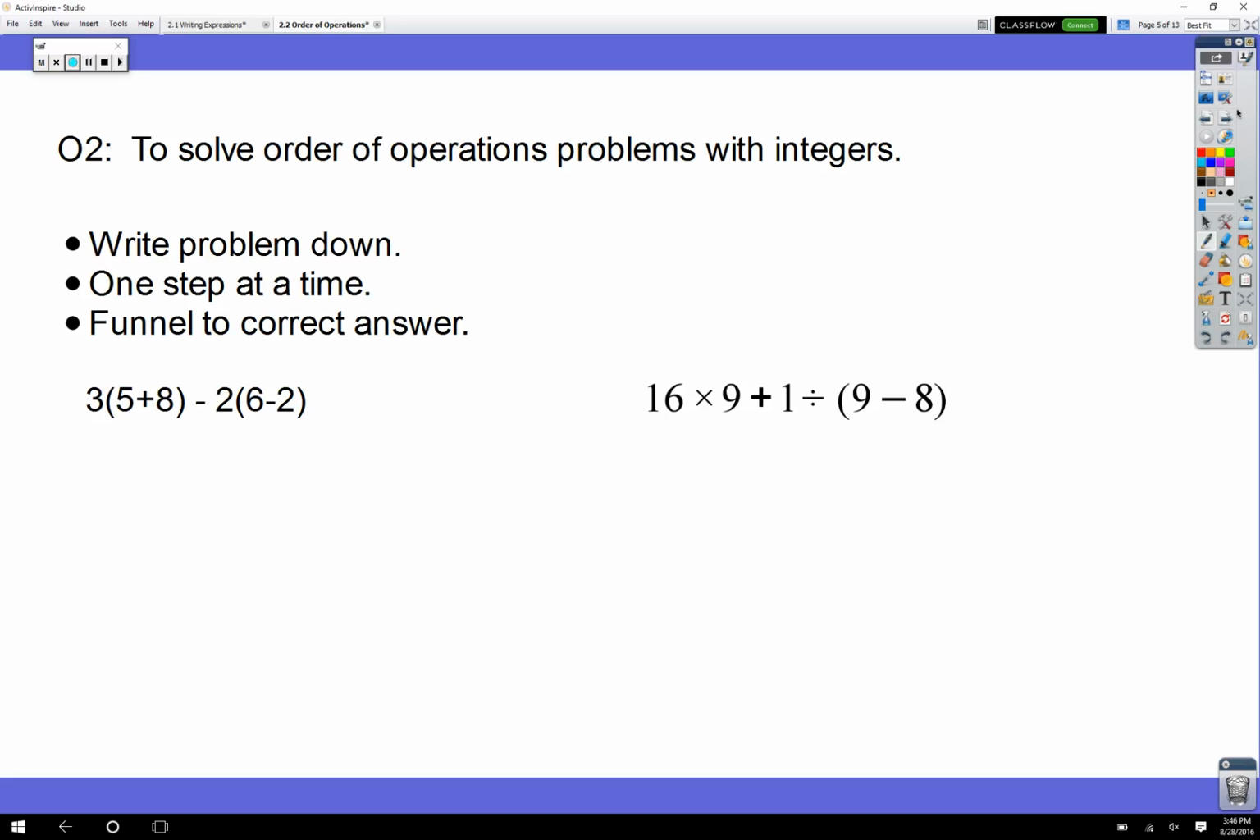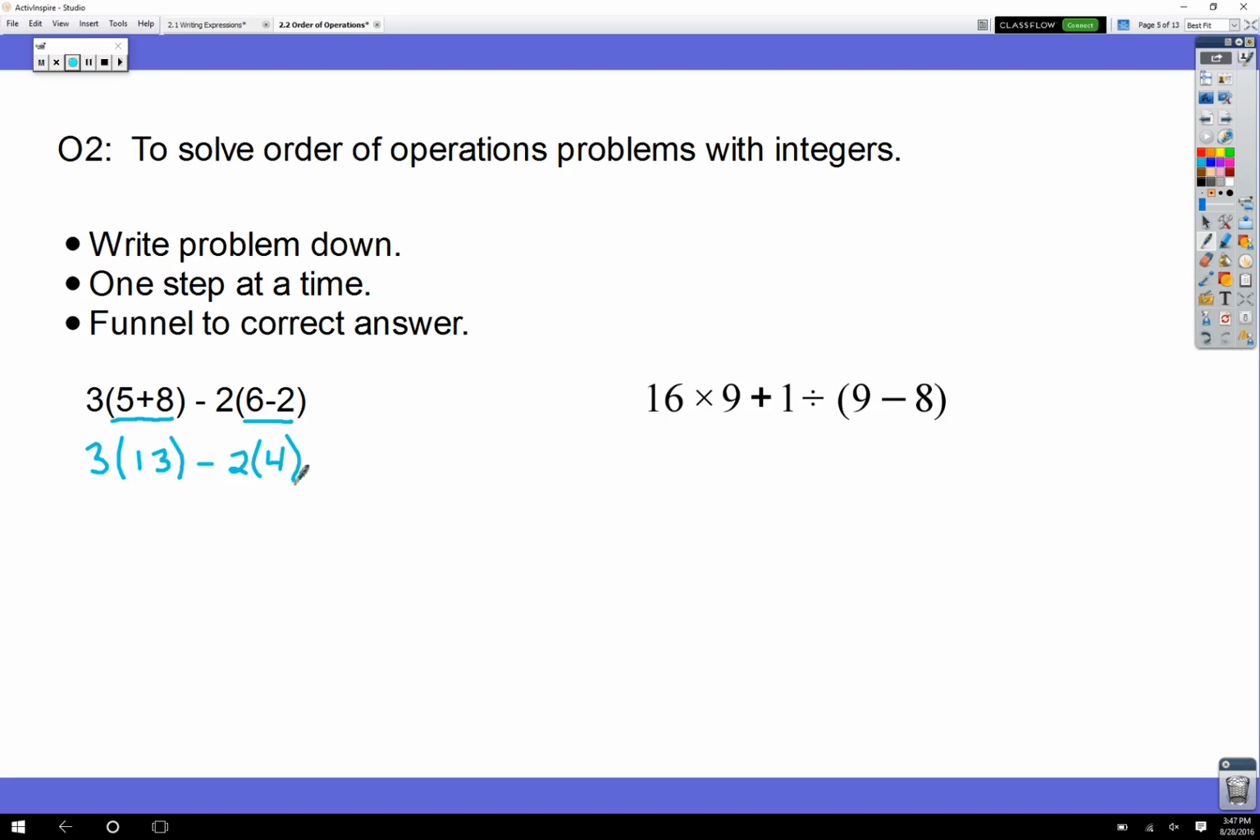So in our first example, the P stands for parentheses. So we're going to do what's in the parentheses first. We're going to do this, and we're going to do this. And it's okay to do both parentheses in the same step. I'm actually going to leave the parentheses in my answer just because parentheses also tells us to multiply. So we're going to need to multiply 3 by the sum of 5 plus 8. So we have 3. 5 plus 8 is 13. Minus 2 times 6 minus 2 is 4.